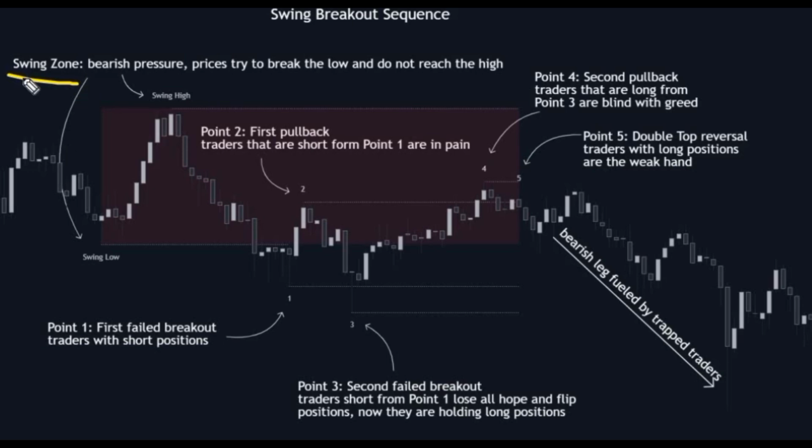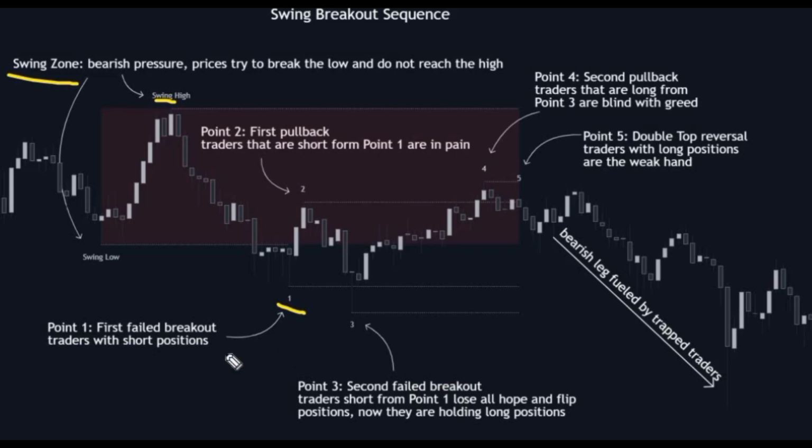So guys, the swing point: what you're supposed to know is that there is a bearish pressure when price tries to break the low and does not reach the high. The opposite is true when you have a bullish pressure, where price tries to break the high and does not reach the low. Once you identify these levels, it becomes very easy for you to execute your trades. What you're going to identify right here is what we call the swing high, and our level 1 is created.